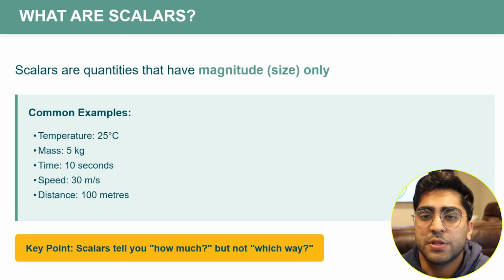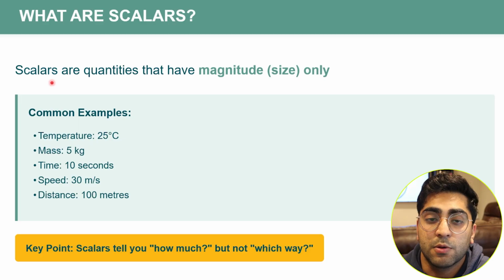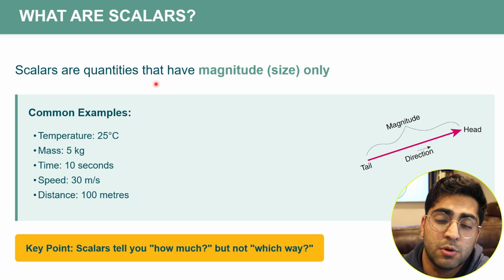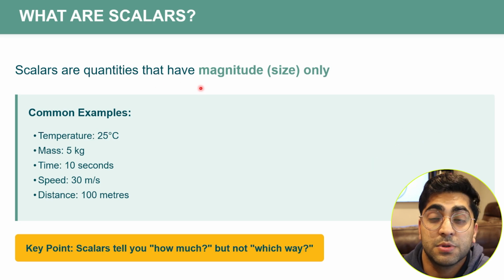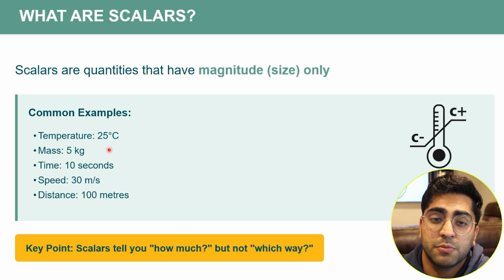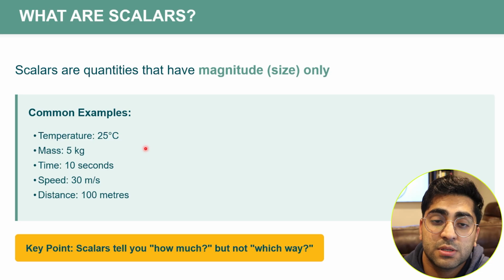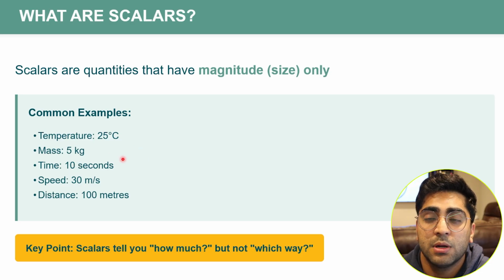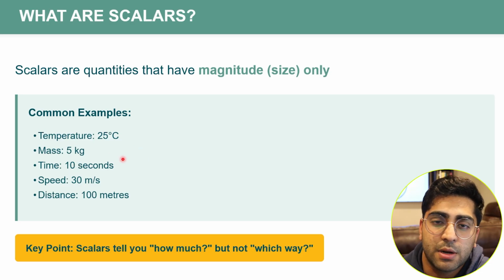Okay, so we'll start off with the easier one, which is a scalar quantity. Scalar quantities are quantities that have magnitude only, which is essentially the size of something. Examples of these quantities are outlined below. Common examples are temperature, like 25 degrees Celsius. It doesn't have any direction associated with it, so we don't talk about the direction of the temperature itself. Or if we talk about mass, for example, we don't say mass has a particular direction, right?